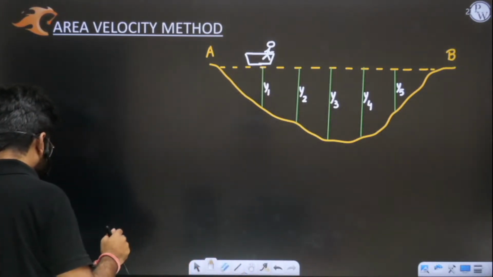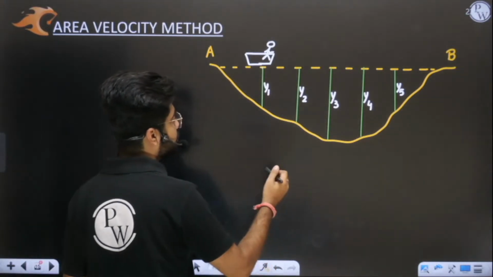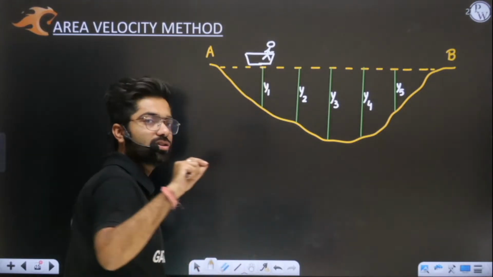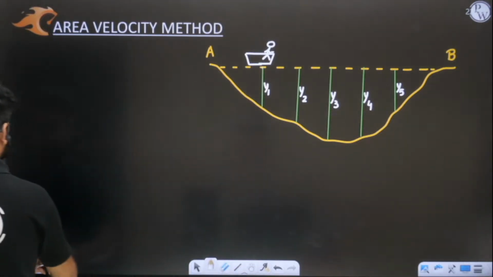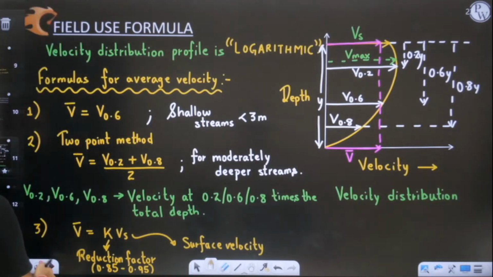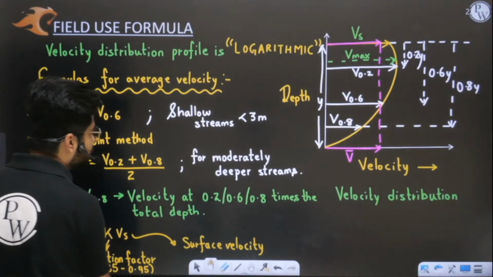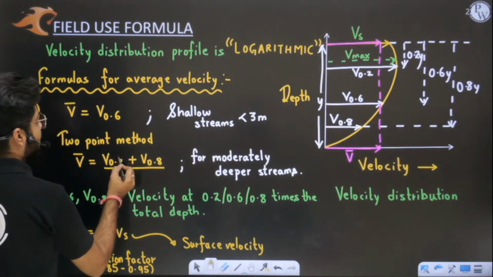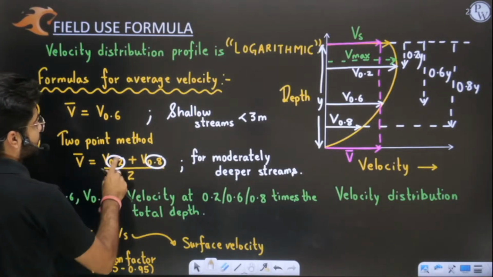Now the second step is I will also measure velocity. Sir, at what depth will I measure velocity? It is up to me, because you told me in the last class that velocity can be measured at 0.6 times the total depth, or at 0.2 times or 0.8 times, and then I will take the average velocity.